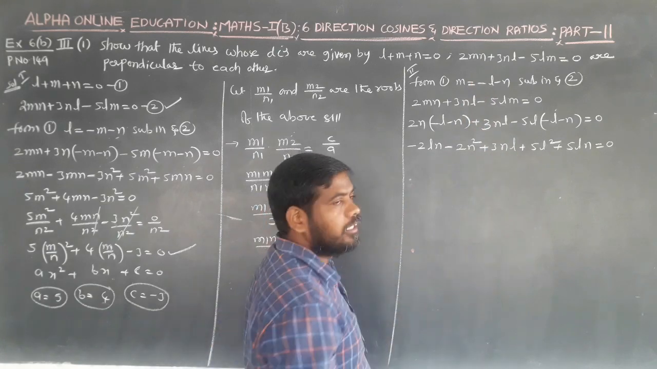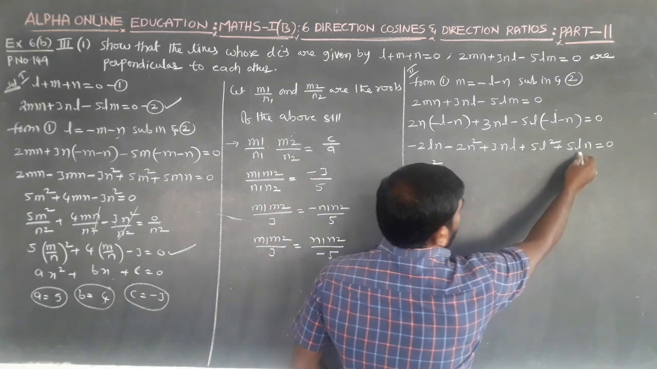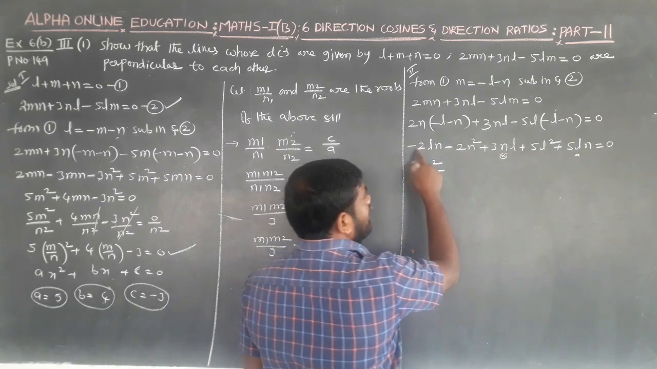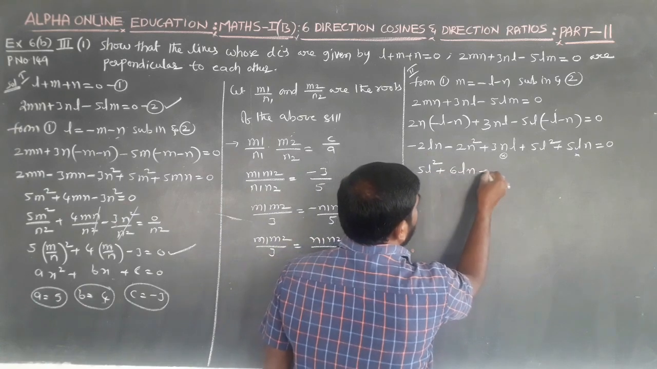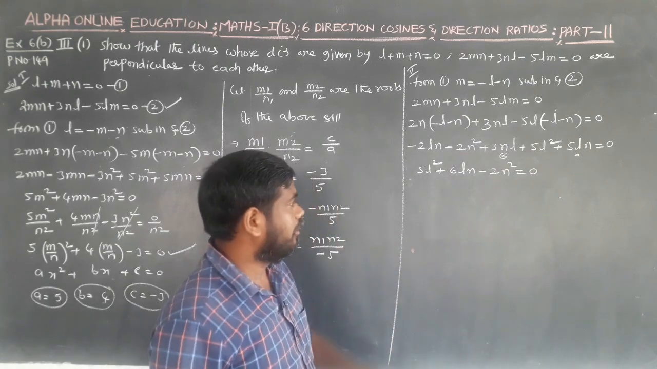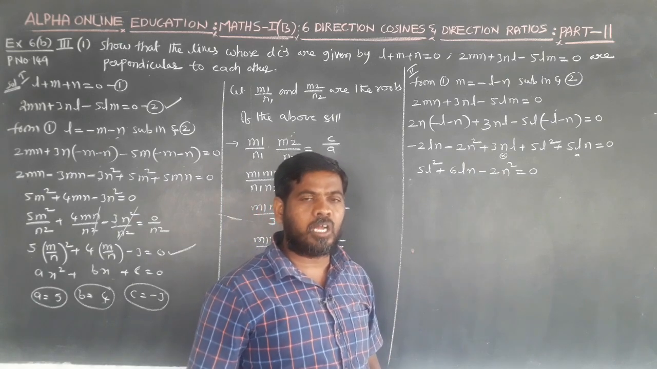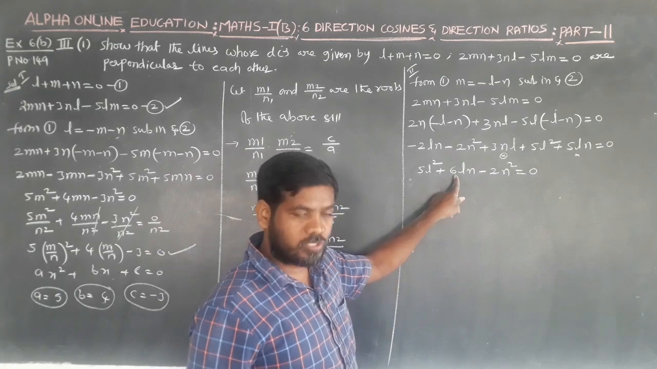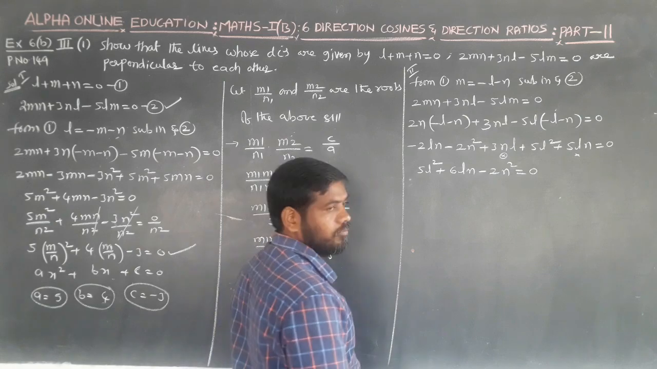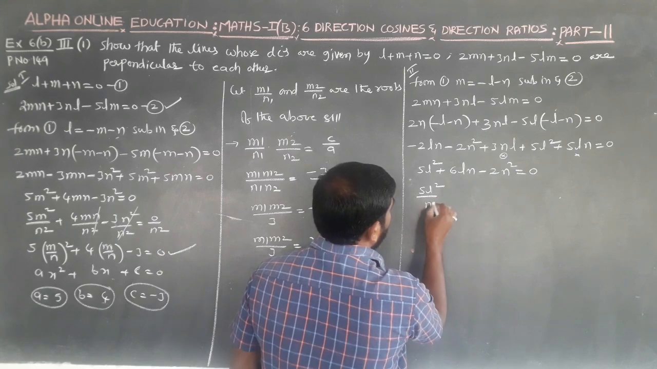Write the l terms and n terms in order. 5l square, 5ln plus 3ln is 8ln, 8ln minus 2ln is 6ln, minus 2n square is equal to 0. Here find the factors. 2 fives are 10. 10 factors: 5 twos are 10, 1 fives are 5, plus 2 is 7; 10 minus 1 is 9. So here there are no factors. So divide both sides by n square.